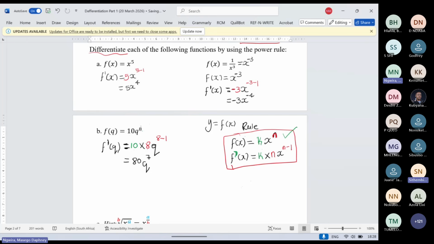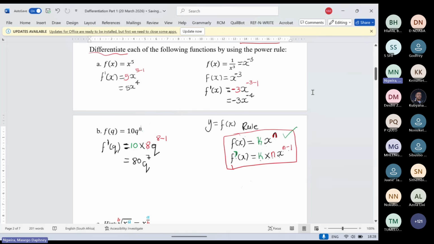It's a rule. The rule says that if you have k, then x to the power of n, when you differentiate, it's going to be this k, you write it here, then times this n, then x to the power of n, then you minus 1. You always minus 1. You minus 1 from that n. So it's going to be n, then n minus 1.